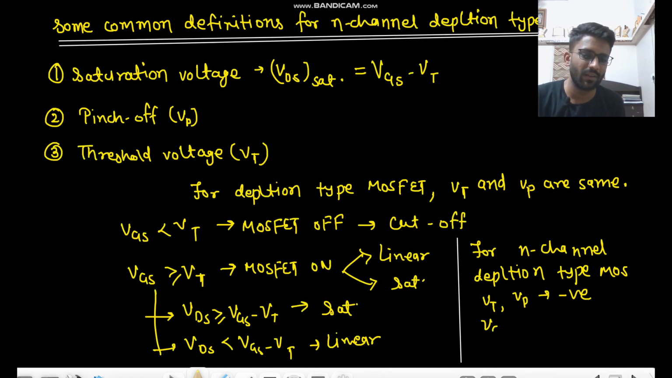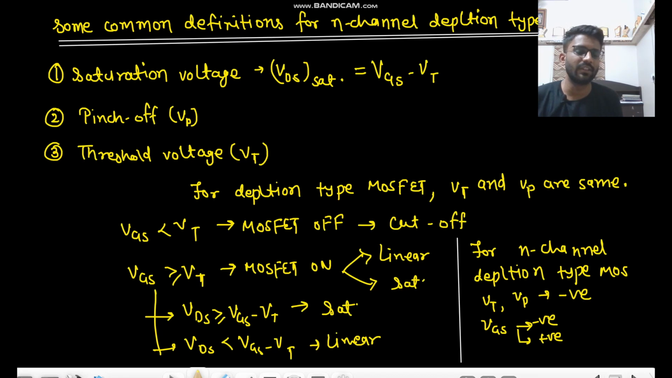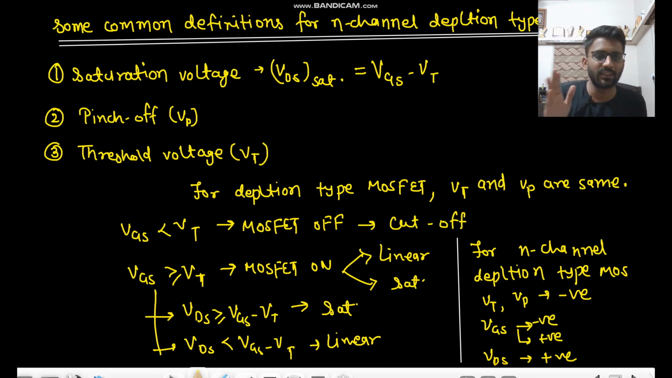VGS can be positive or negative, anything it can be, right? At positive we have current, at negative also we have some current, right? So VGS can be positive or negative, and VDS has to be positive, otherwise the current will not flow. So that's the complete analysis of N-channel depletion type MOSFET.